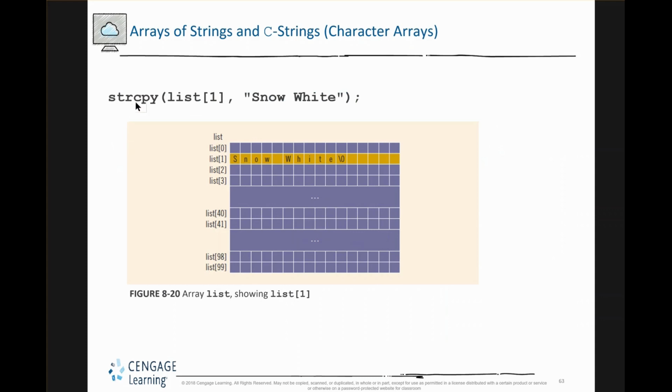So if I copy a string value into index location 1 of my list array, I put, quote, Snow White. This is my string value, and I can put it in the array list, index 1. With each character, that's why it's called a character array, each character gets a location in this table, and then there's our null value. So that's what it would look like in memory.